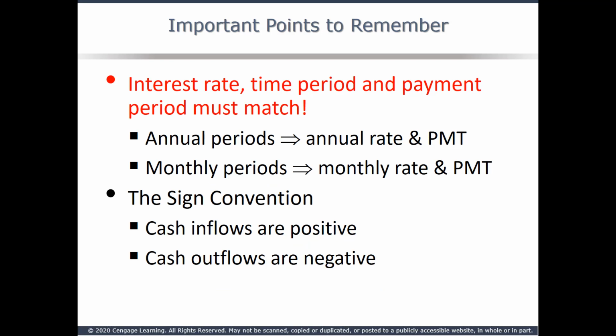We usually think of periods on the timeline as years, but they don't have to be. Period could mean months, weeks, days, whatever time frame is specified. It's important to remember that the interest rate, time period, and payment period must match. Annual periods, years, means the interest rate must be an annual rate, and any payment is an annual payment. Monthly periods means N is the number of months. The interest rate must be a monthly rate, and the payment is a monthly payment. It's sort of a least common denominator thing. And do not forget the sign convention. It is critical when you're using payment.